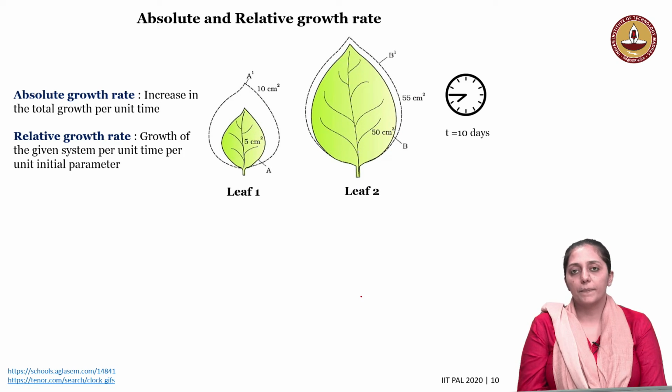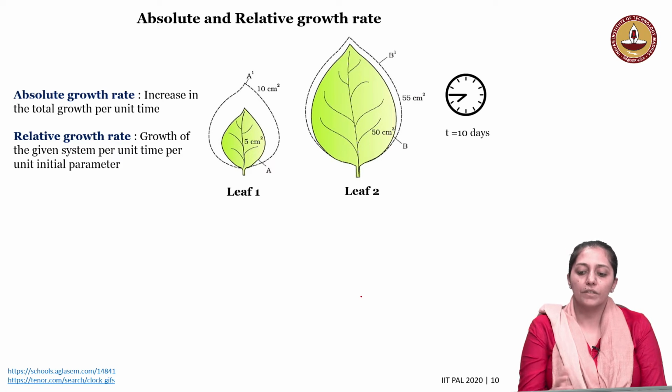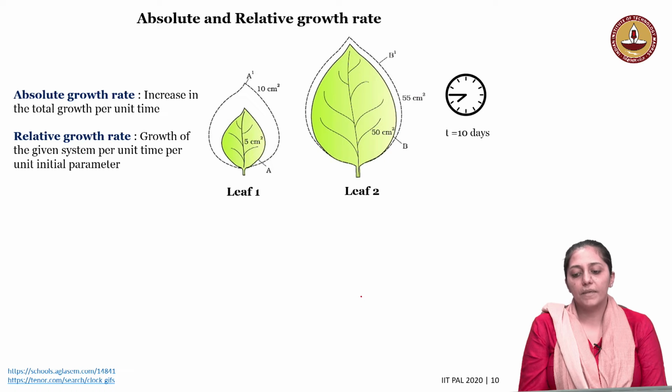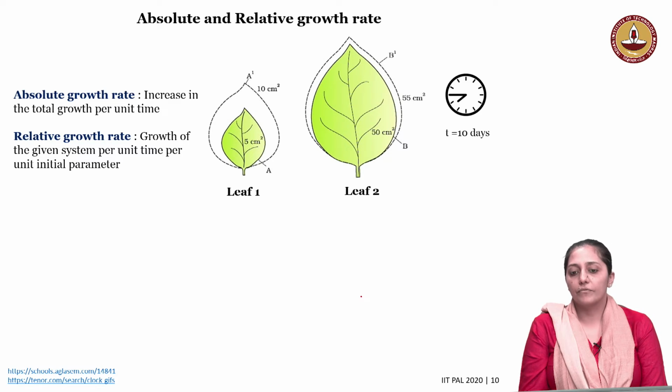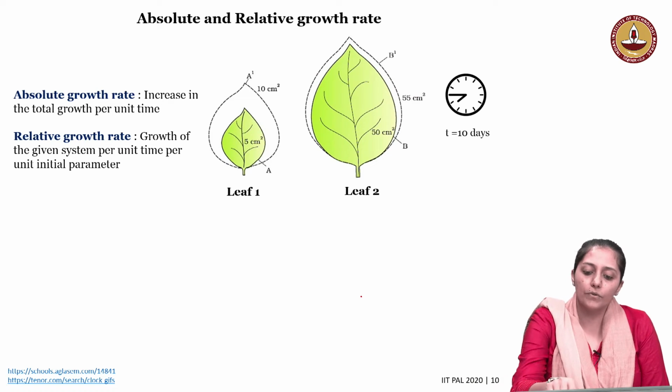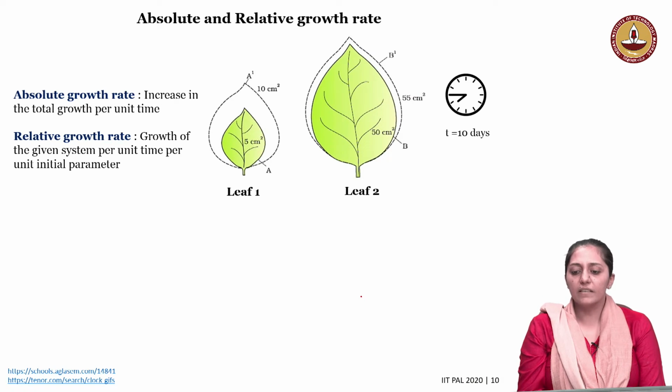For example, to understand it better, let us take this problem. There are two leaves as shown here, leaf 1 and leaf 2. Leaf 1 being smaller, its initial size is 5 centimeter square. After 10 days, this small leaf reaches a size of 10 centimeter square, shown here in the form of a dotted picture. Similarly, leaf 2, whose initial size is much bigger, 50 centimeter square, increases in 10 days to a size of 55 centimeter square.